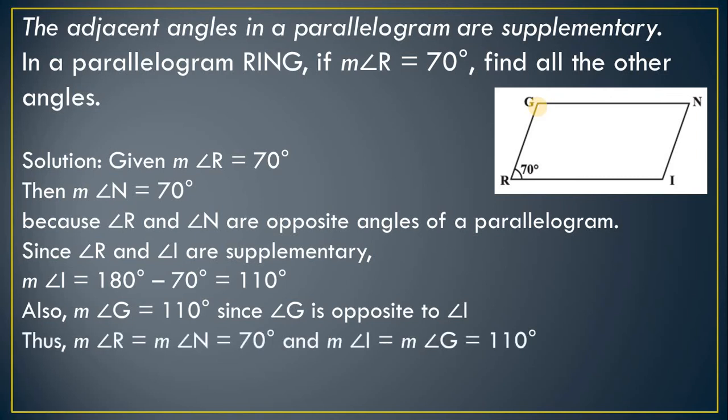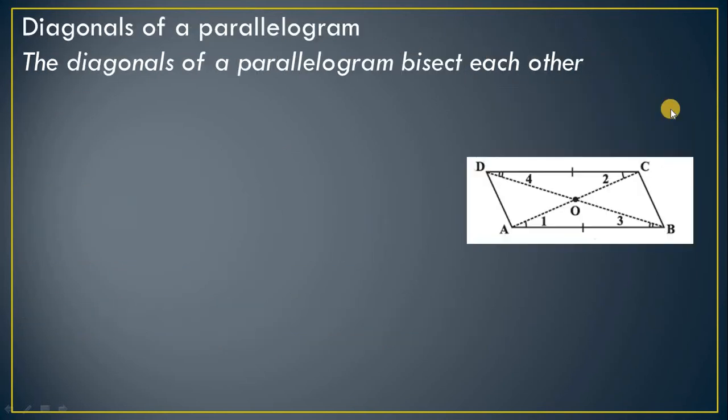So here I tell you one thing, because of the opposite and supplementary angles, you can easily calculate the values. Once you know R, you can find the value of N. Once you know N, you can easily get G because of supplementary angles. Supplementary means the addition of two angles is 180.